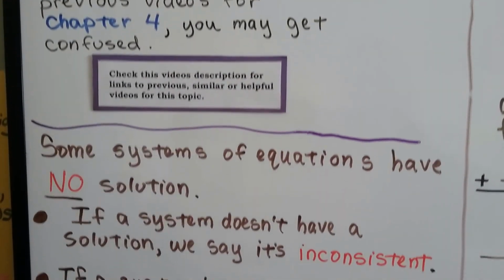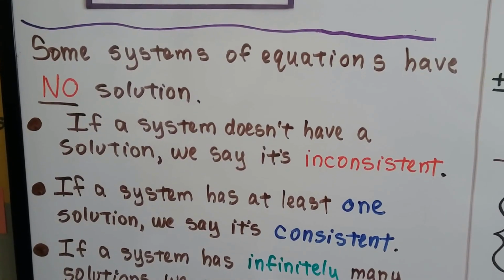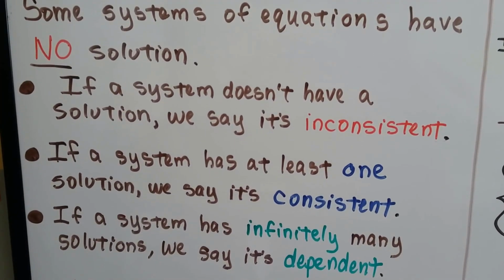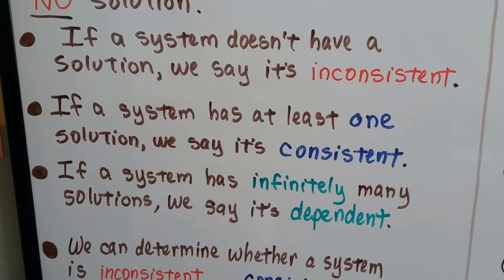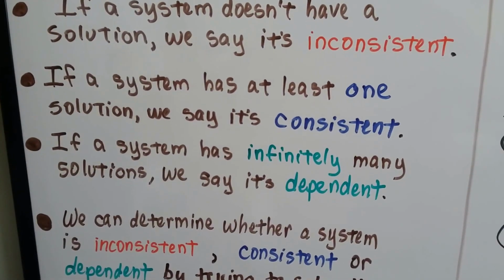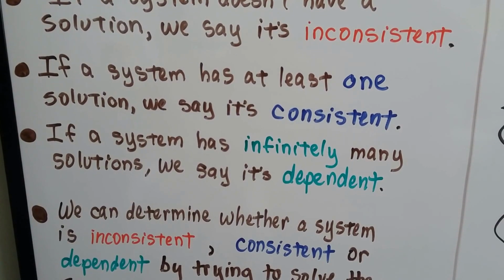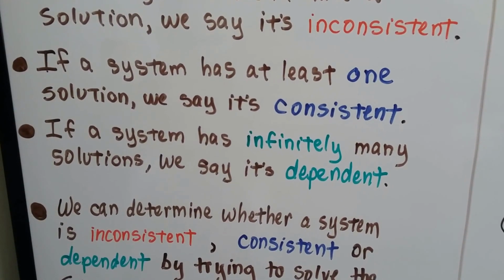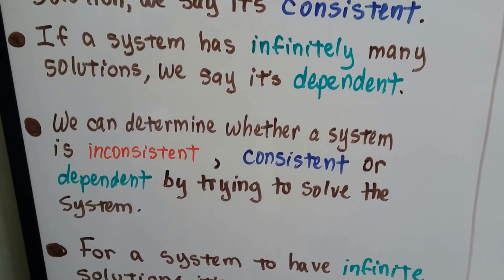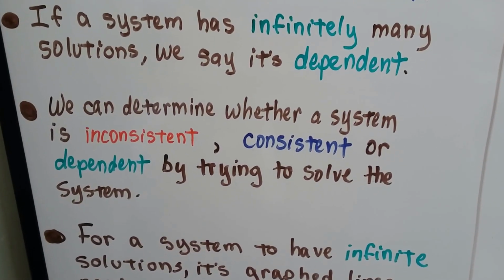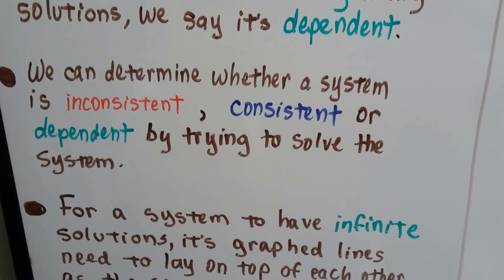Some systems of equations have no solution. If a system doesn't have a solution, we say it's inconsistent. If a system has at least one solution, we say it's consistent. And if a system has infinitely many solutions, we say it's dependent. And that's what we're going to talk about in this video. We can determine whether a system is inconsistent, consistent, or dependent by trying to solve the system.